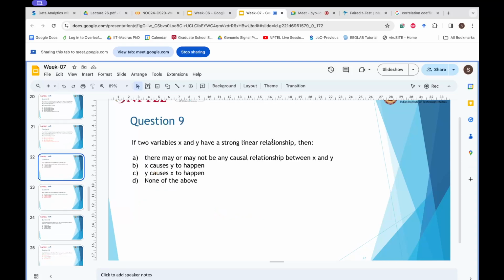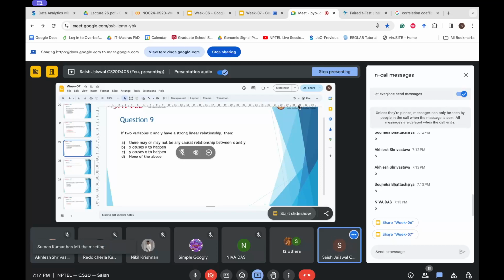Okay, if the two variables x and y have a strong linear relationship, then what is the answer? This is an interesting question, so think over it. If two variables x and y have a strong linear relationship, that means they are correlated. That is true, but which one is the correct option over here? There may or may not be a causal relationship between x and y.